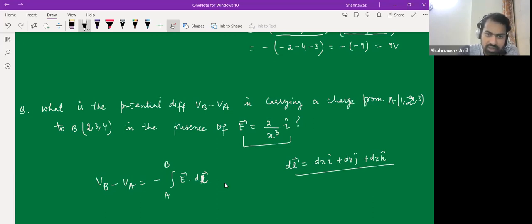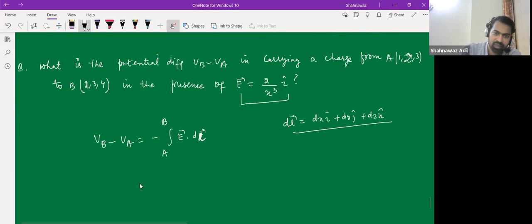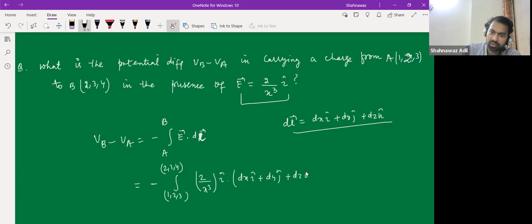And let us just write the values. So this is minus, and A is what? 1, 2, 3, and this is 2, 3, 4. And E is how much? 2 by x cube i hat dot this, which is dx i plus dy j plus dz k. Okay, so this is this.